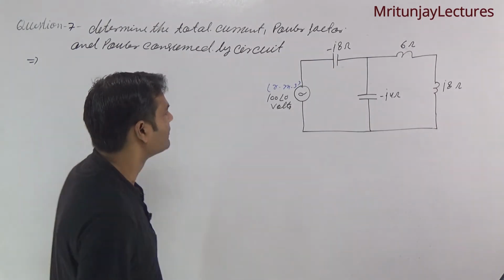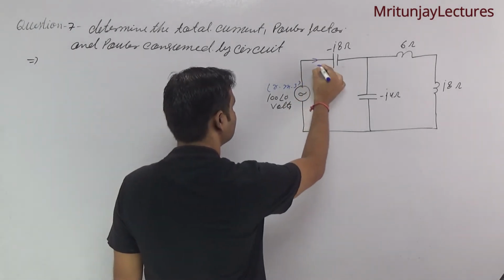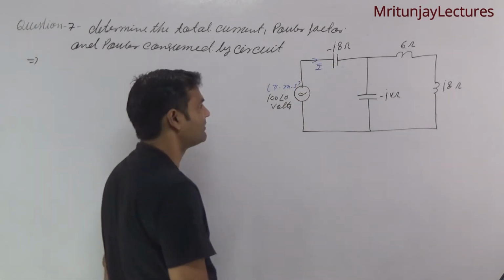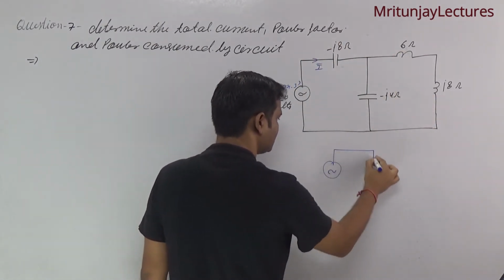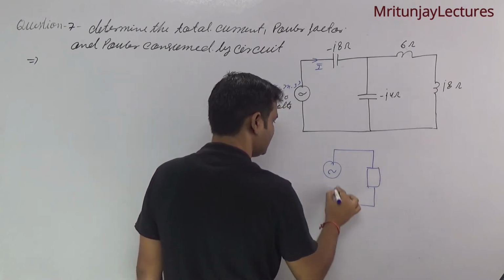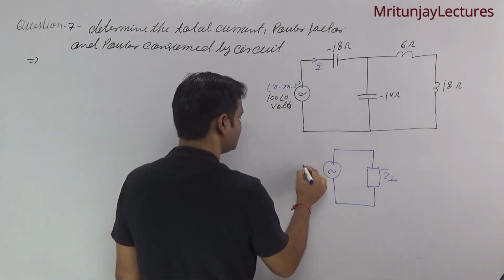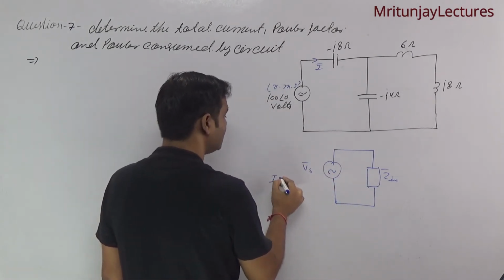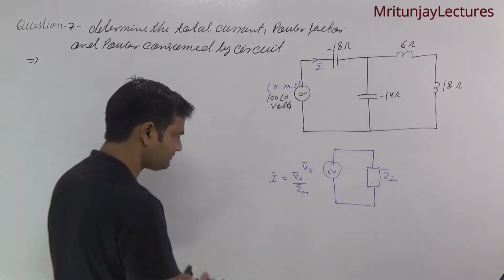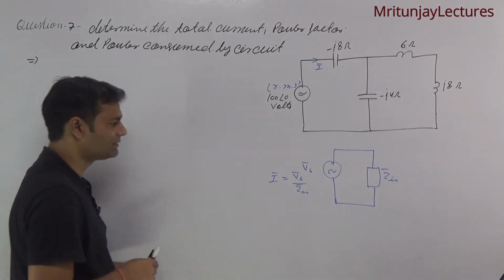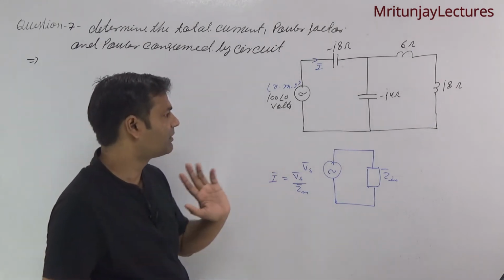Now first of all, how can we determine I? That is I. Our motto is to determine I. If this whole circuit is converted into an impedance Z input, then whatever the voltage, suppose that is Vs, then I will be equal to Vs divided by Z input. Clear or not? So our main target is to determine Z input, then we determine I. So how can we determine Z input?